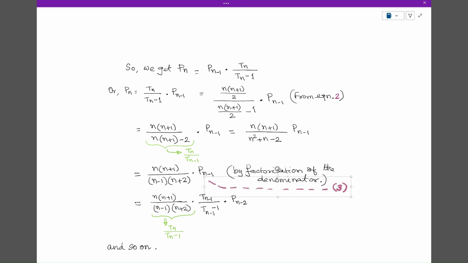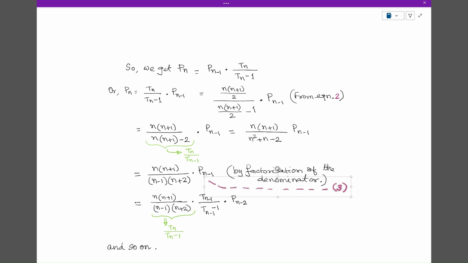And we know that Tn is equal to n multiplied by (n plus 1) divided by 2. Therefore, we can write this term as n multiplied by (n plus 1) divided by 2, that is the numerator, and the denominator becomes n multiplied by (n plus 1) divided by 2, the whole minus 1 subtracted from the previous quantity, and the whole thing is multiplied by P(n minus 1). This is from equation 2.